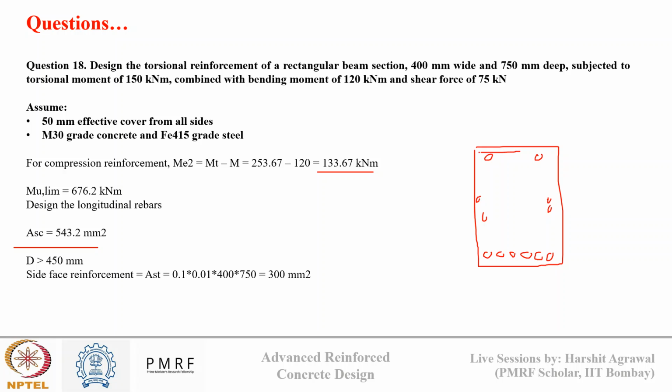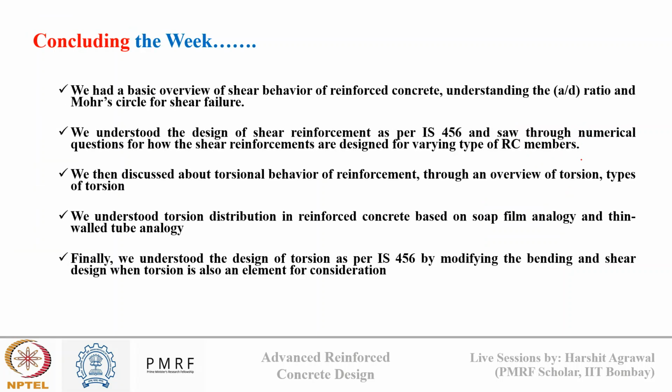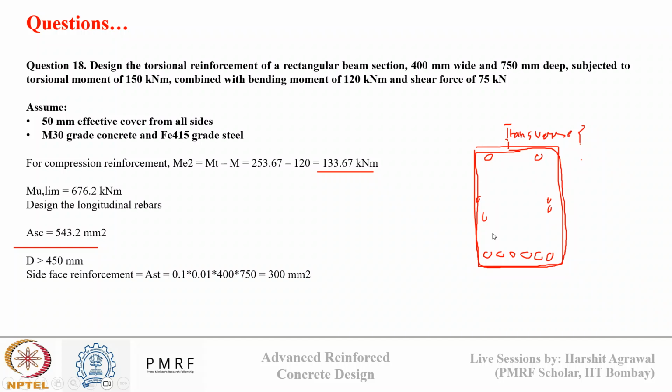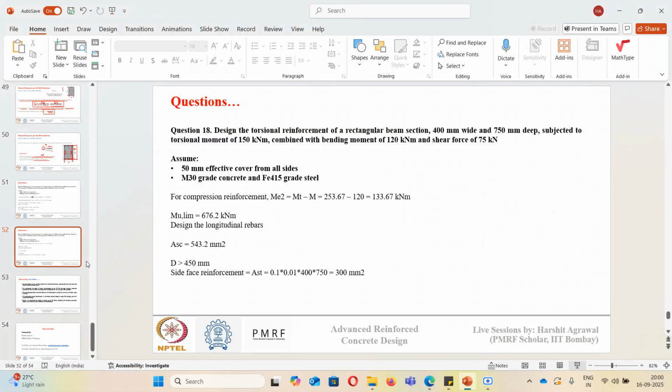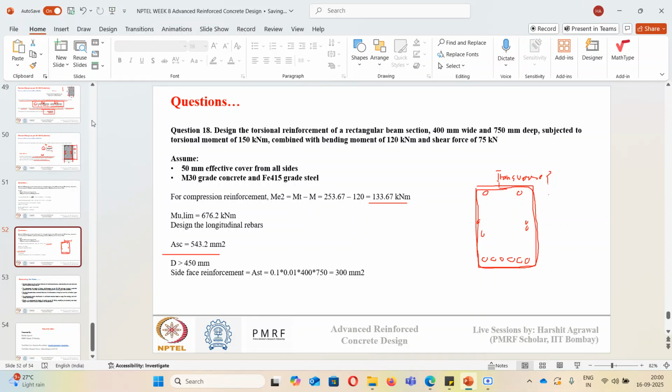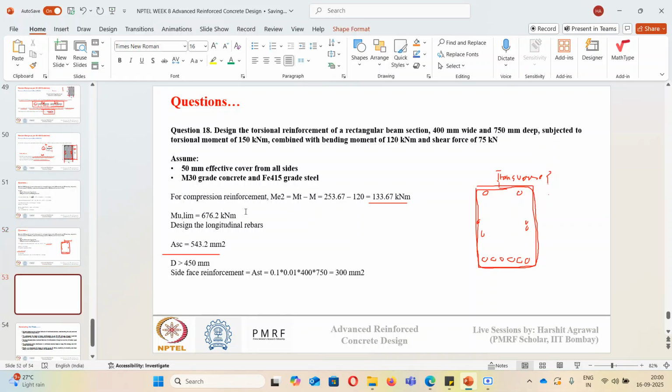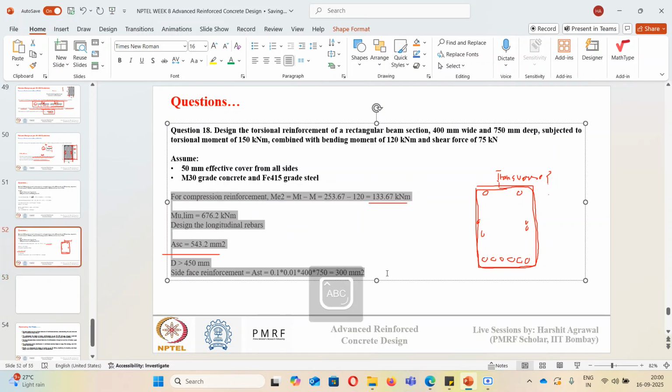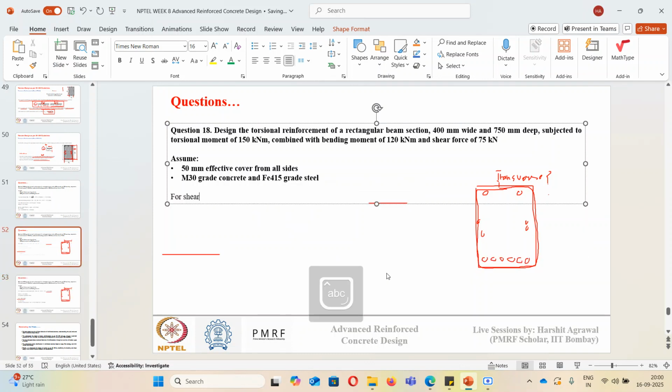Now we need to enclose this longitudinal reinforcement with closed stirrups, which will be my transverse reinforcement. So this design is pending. How do we design for this now? For shear, we know the formula.